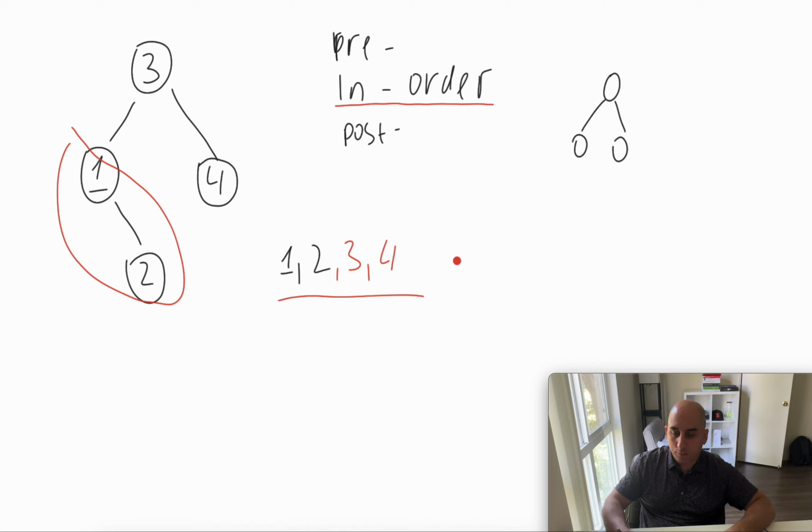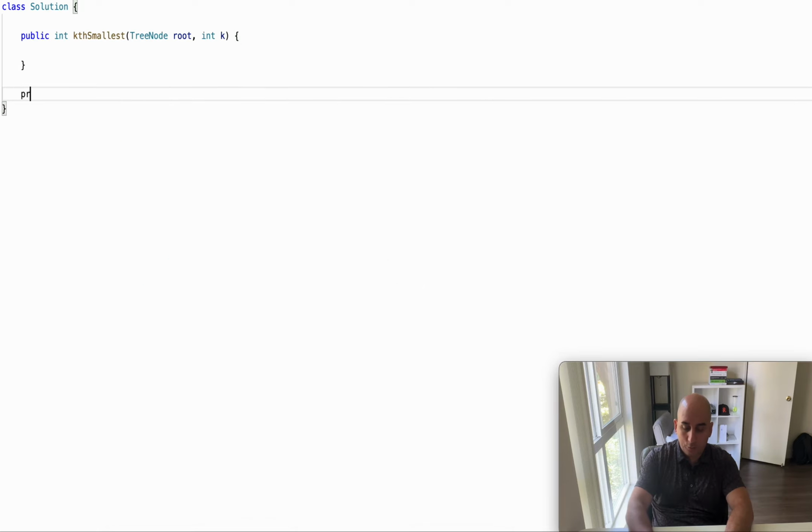Let's go and put this explanation into code. Let's first create the method that we are going to call inOrder. It's going to take our tree node as a root, and it's going to take a list that we will pass through, where we are going to add our values. Let's just call it array.